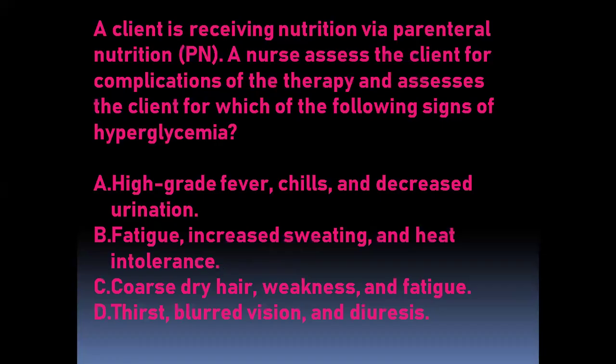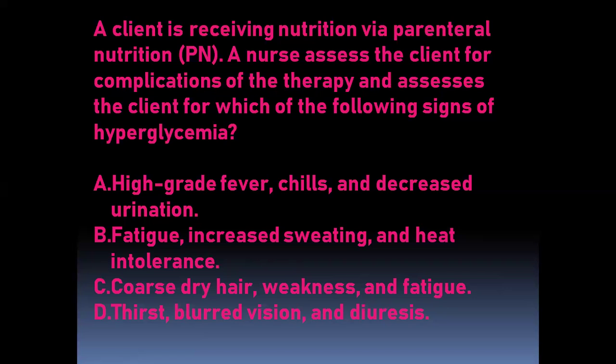A client is receiving nutrition via parenteral nutrition. Okay, parenteral nutrition, it is TPN, total parenteral nutrition. Here, assess the client for complication of the therapy, and assess the client for which of the following signs of hyperglycemia. Here they have already given the complication, hyperglycemia. So what is the sign of hyperglycemia? They are asking. So read carefully.